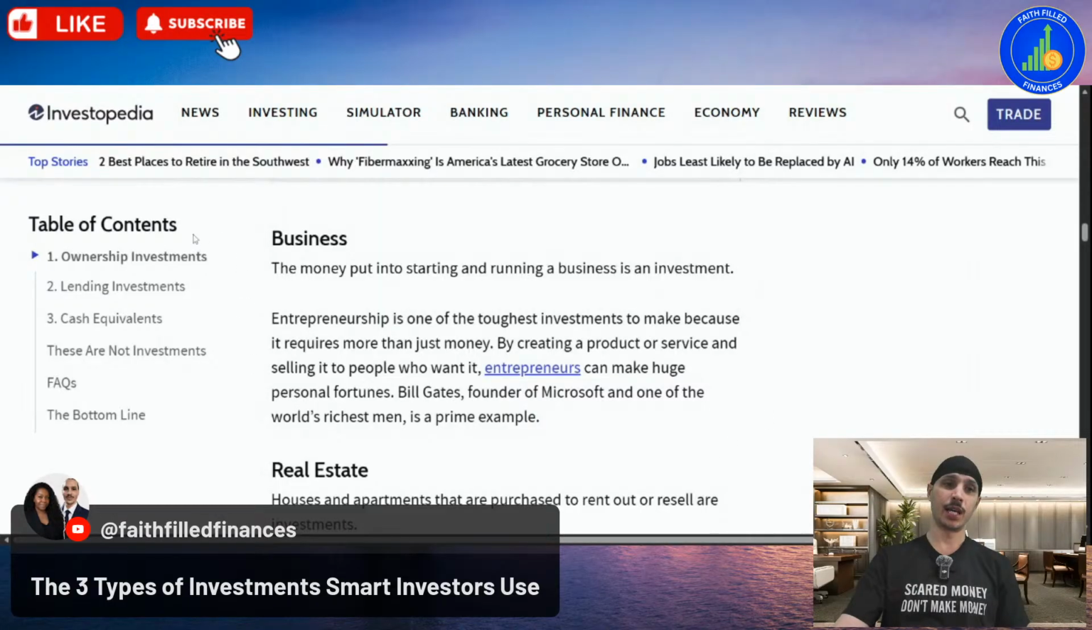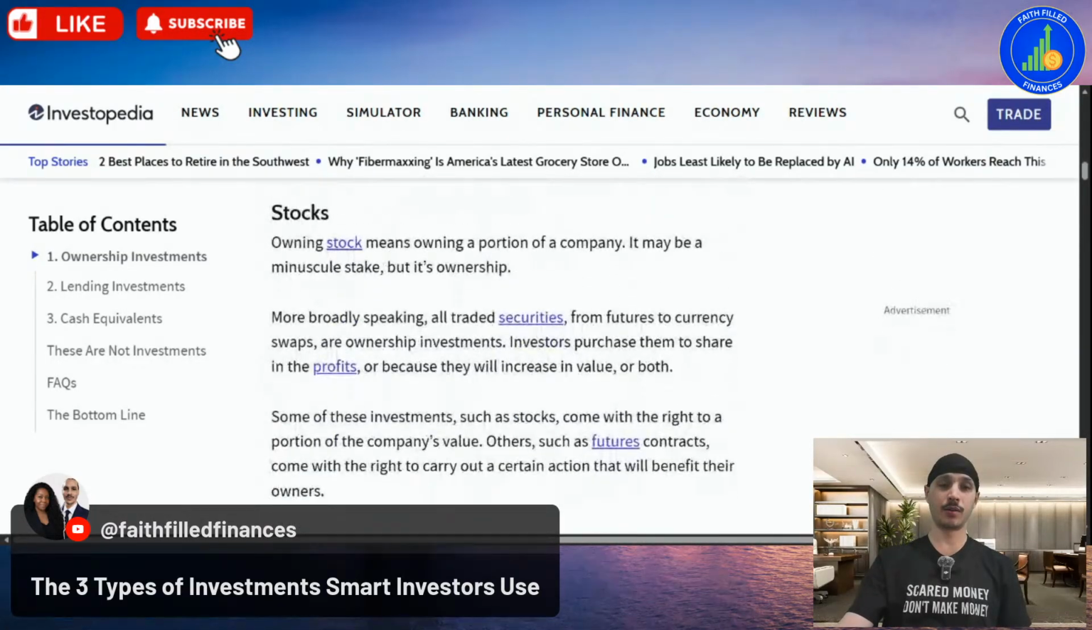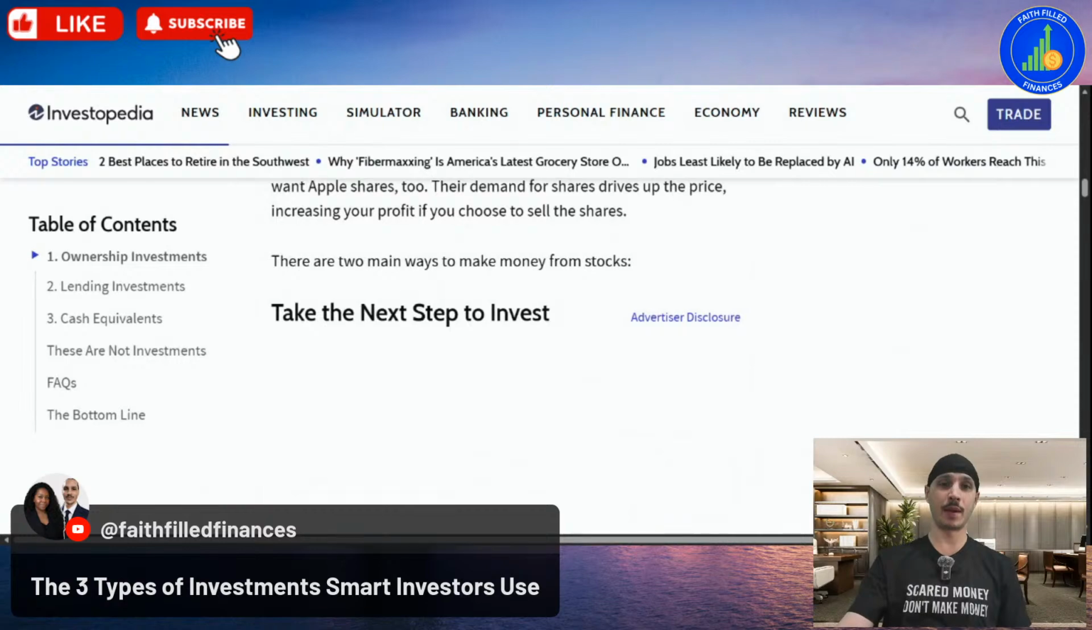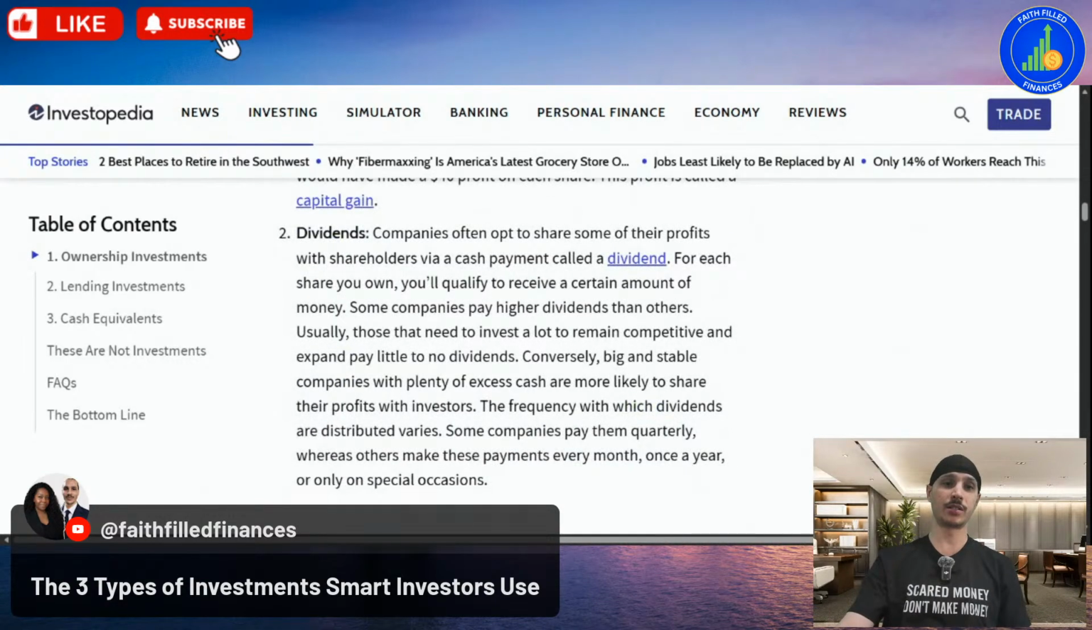Business. And remember, we're under ownership. We're under the first type of investment. So far, we've covered stocks. With stocks, there's two main ways to make money from stocks: capital gains and dividends.